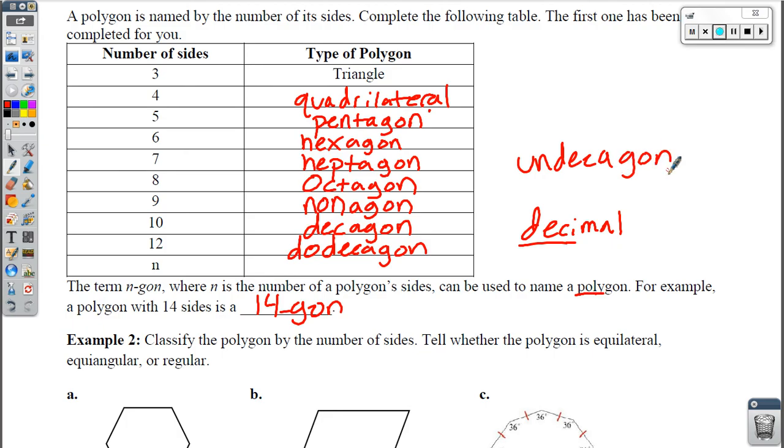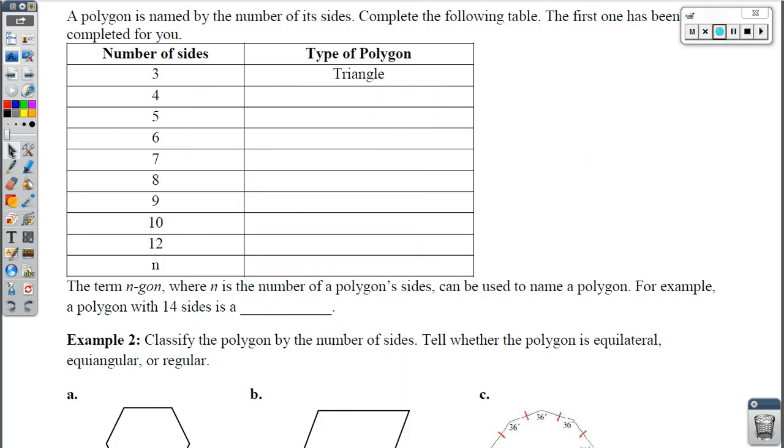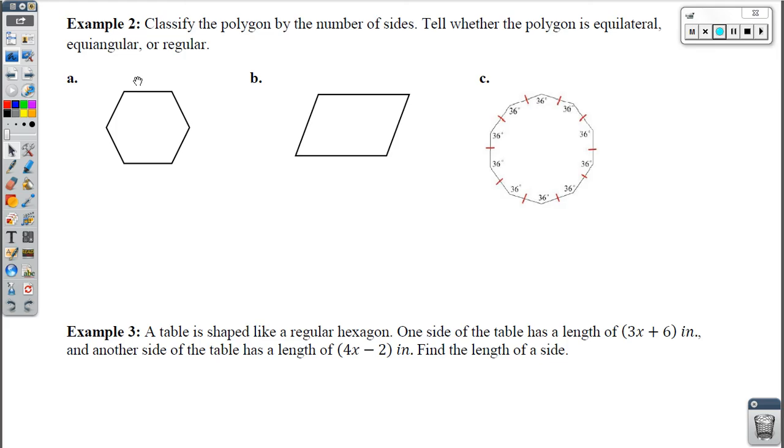So un means 1, dec is 10, 1 and 10 is 11. Anything beyond that, we just again call it an n-gon, where n is the number of sides that it has. Let's look at example 2. Classify the polygon by the number of sides, then tell whether it is equilateral, equiangular, or regular.